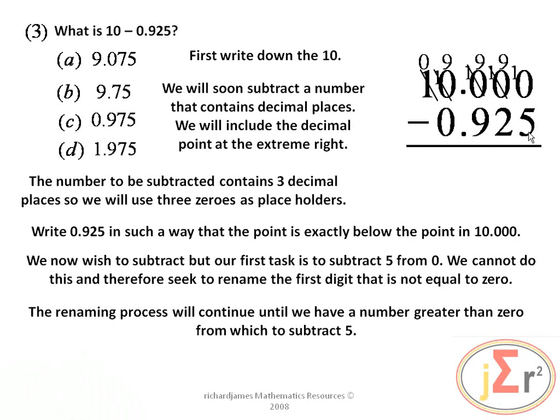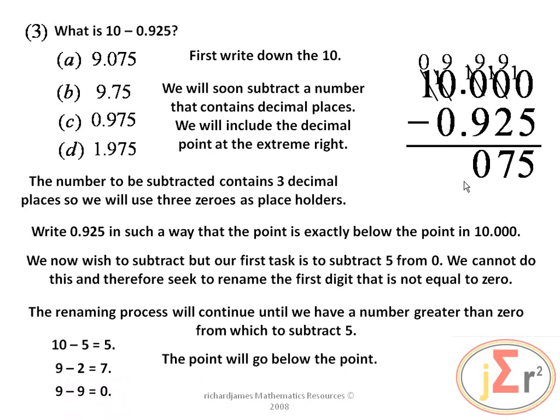So now we're going to say 5 from 10, and that will give 5. Then we say 2 from 9, and that is 7. Then 9 minus 9, and that is 0. And of course right here, 0 from 9, or we say 9 minus 0, that is equal to 9.